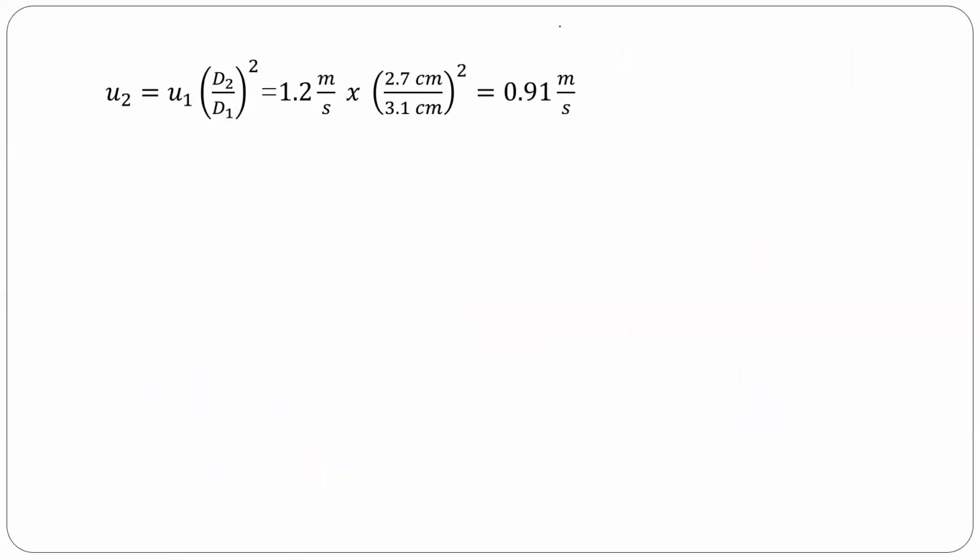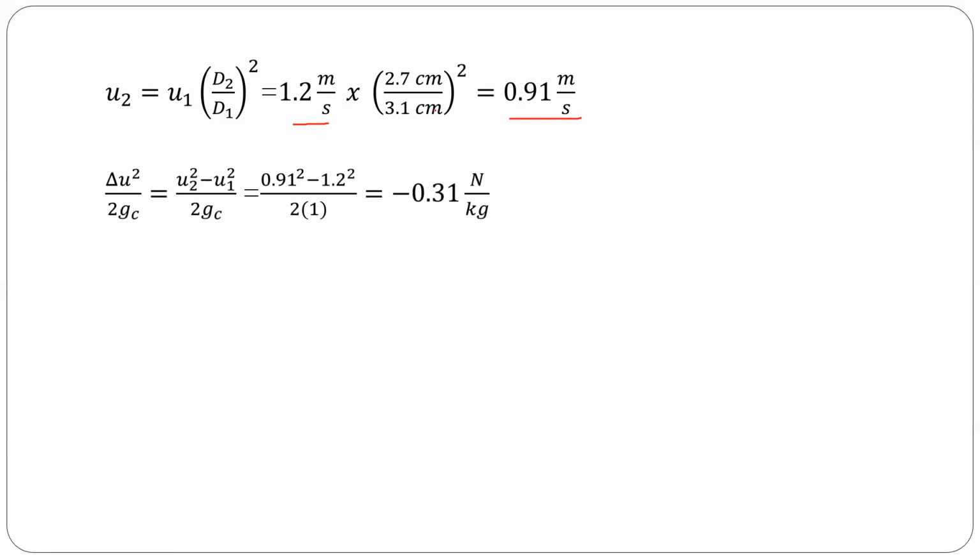Plugging in the values, U1 is 1.2 meters per second because it's 120 centimeters per second. The ratio of the diameters, 2.7 over 3.1, is given from the problem, squared. I don't have to convert centimeters to meters because it's a ratio and the units vanish. The result is 0.91 meters per second, the velocity at point 2. Going back to the kinetic energy term, U2 squared minus U1 squared over 2gc, with U2 being 0.91 and U1 being 1.2 meters per second, over 2 times 1, you will have negative 0.31 newtons per kilogram.